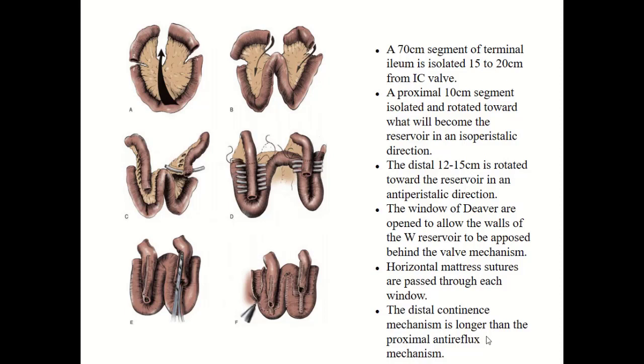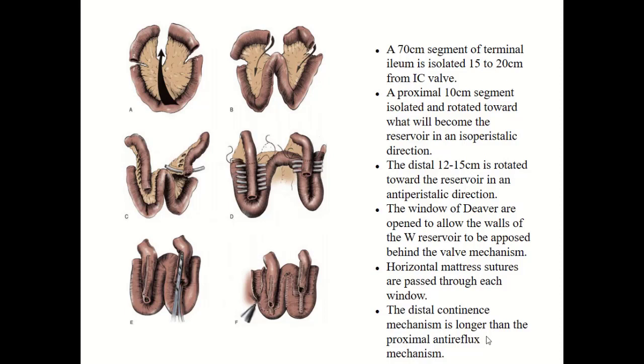Sir, why are we taking one loop in the isoperistaltic direction and the other in the antiperistaltic direction? Just for the same reason, that the reflux mechanism should be prevented. Sir, what is your take on it? You anastomose both the ureters at the proximal 10 centimeter and the continent mechanism is through the distal segment. Yeah, so the idea is the same.